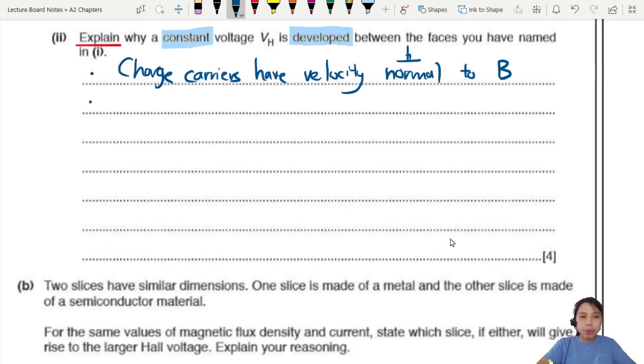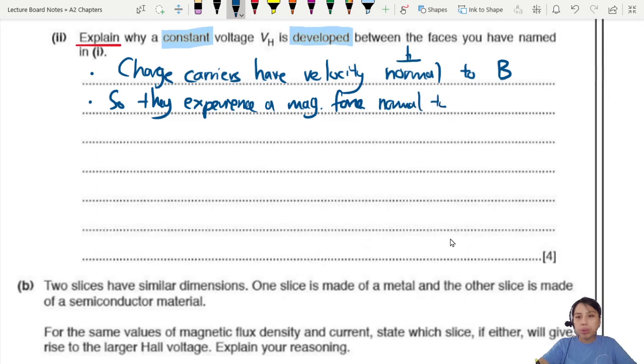So this is point number one. What happens if normal? They experience a magnetic force. Gotta state the obvious. So they experience a magnetic force. Which direction? Generally, you can just say it is normal to B and I. Normal means perpendicular, which is basically describing your Fleming's left-hand rule.